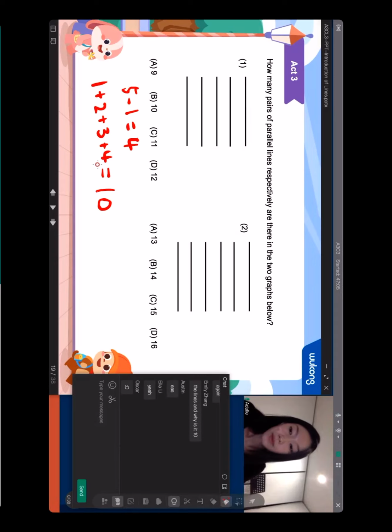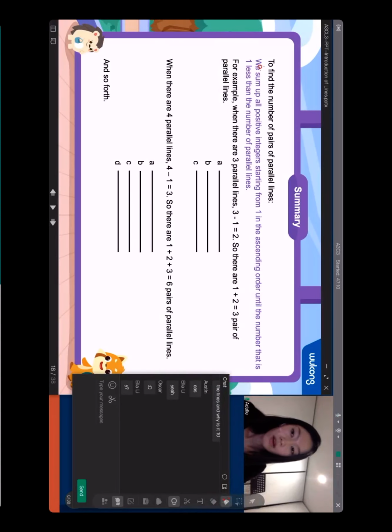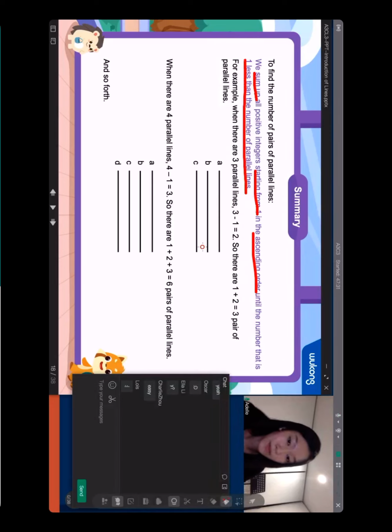So we're just going to quickly go back to this slide. To find the number of pairs of parallel lines, what we want to do is sum up, which is to add all the positive integers starting from 1 in ascending order, so going up until the number that is 1 less than the number of parallel lines is reached. So because we want to reach the number that is 1 less than the number of lines, that's why in step 1, we're going to subtract 1 from the total number of lines.